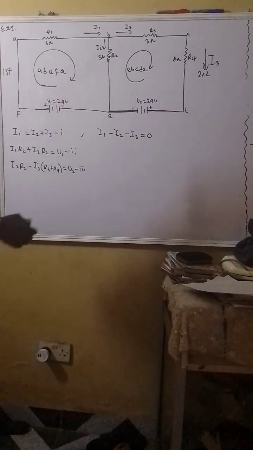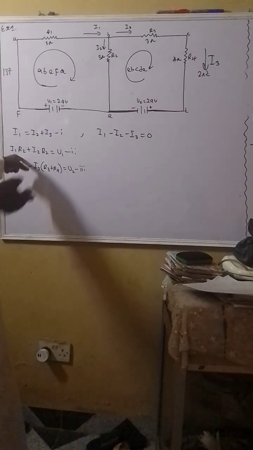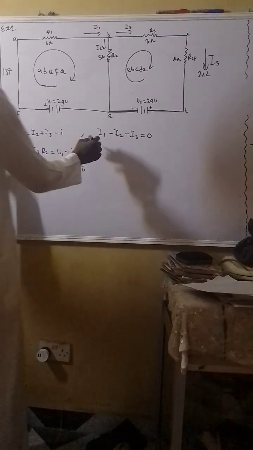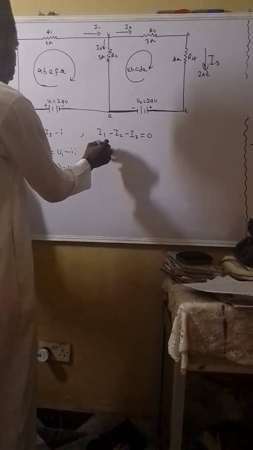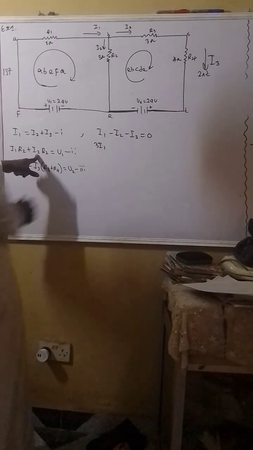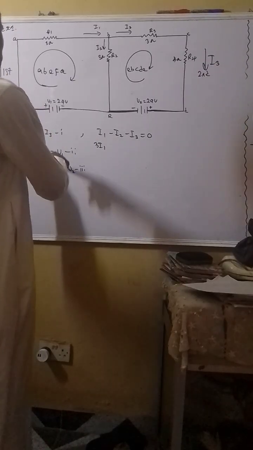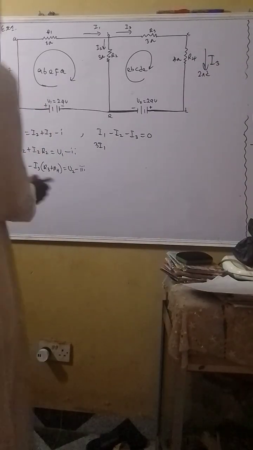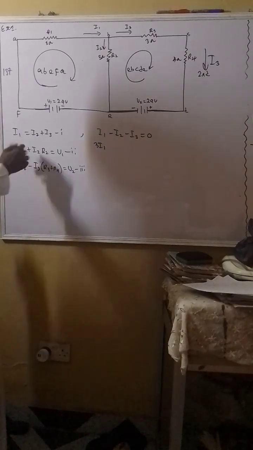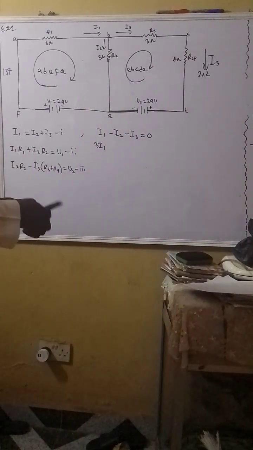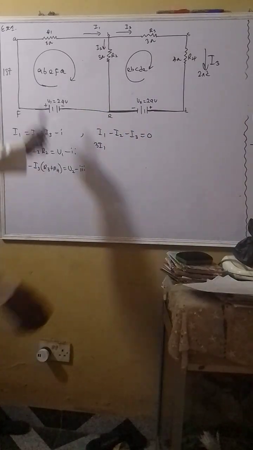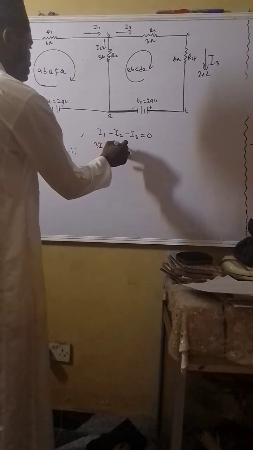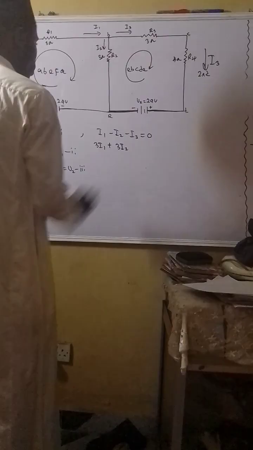From here, what is our R2? Our resistor 2 is 3. So that will be 3 times I1, which gives us 3 I1. Then you have I2 R2 also. Is it I1 R1? Sorry, why is all this mistake coming up? I1 R1, so that would be R1. You have 3, so 3 I1 plus 3 I2. Do you get what I'm saying?